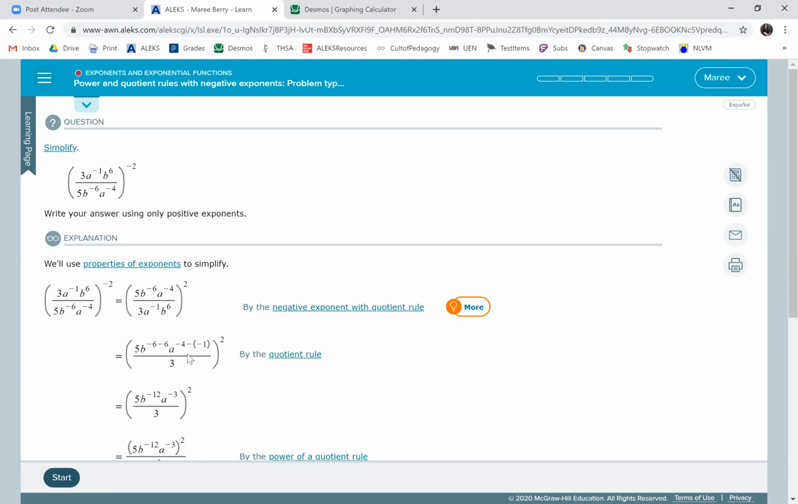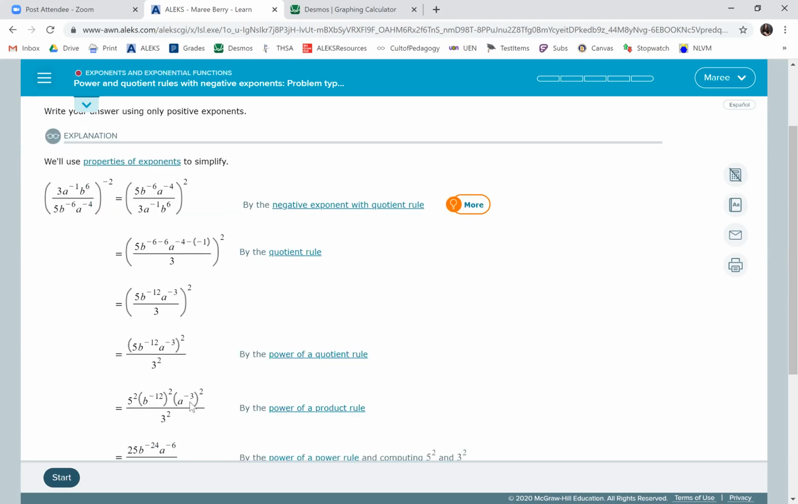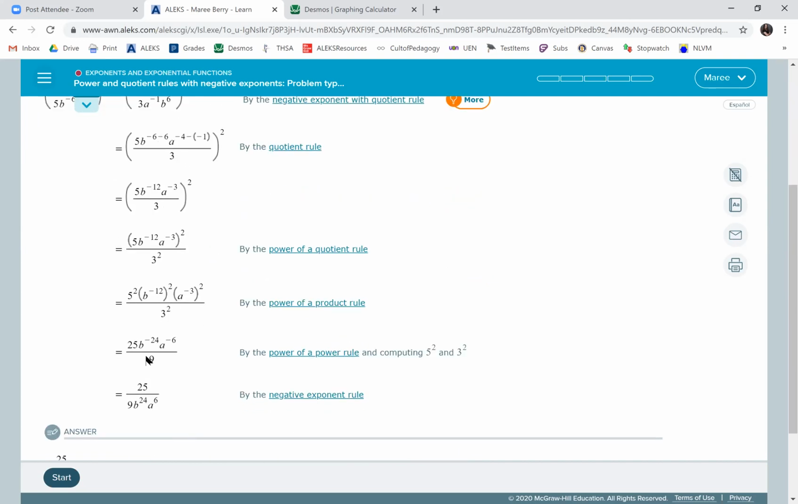Then you want to simplify all of the inside, so the entire fraction first. Once you have that simplified, you square everything. And then make sure you have positive exponents. So if you see negative, bring it down.